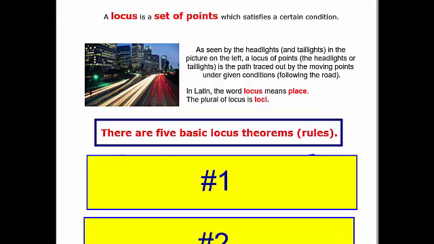A locus is just a set of points that satisfies a certain condition. The example given here is that headlights and taillights form a locus as they travel along the road. In Latin, the word locus means place, and the plural of locus is loci. There are 5 basic locus theorems.